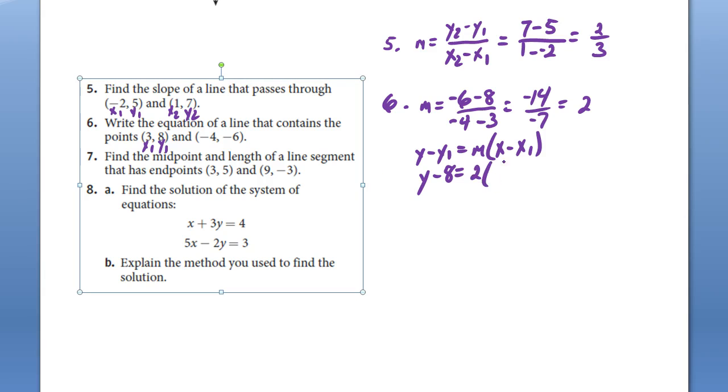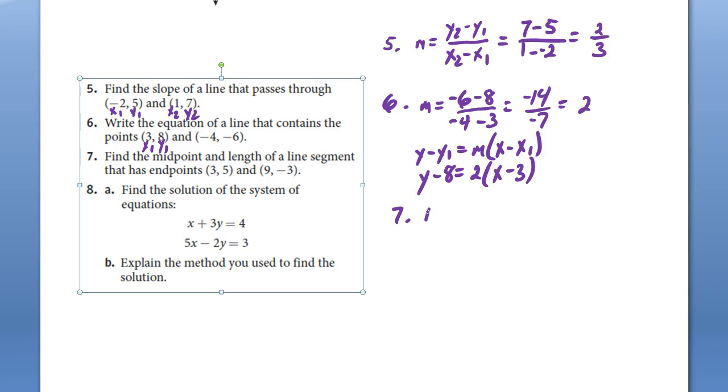M is 2, and then x minus 3. It says write an equation. Here is our equation. This is called point slope form. Okay, number 7, find the midpoint and length of a line segment that has these endpoints.